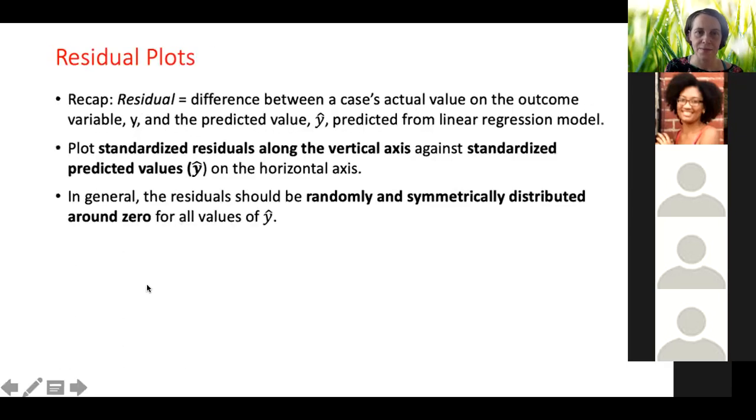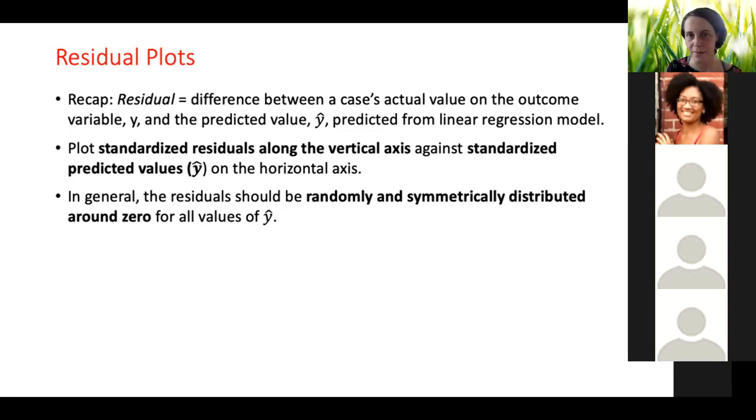Just as a reminder, the residual is the difference between a case's, observation's, or subject's actual value on the outcome variable and the predicted value y-hat, the value that is predicted from the linear regression model. I mentioned that before: when we're talking about residual plots, we mean plotting the standardized residuals along the vertical axis and the standardized predicted values, the y-hats, on the horizontal axis. But there are variations. That is the most common way to plot the data.